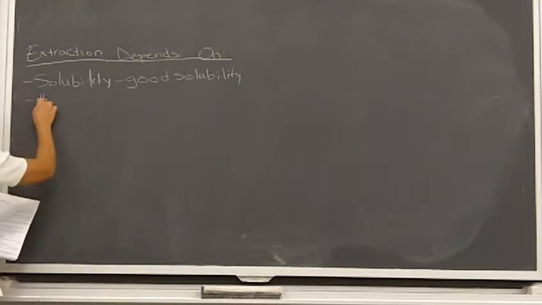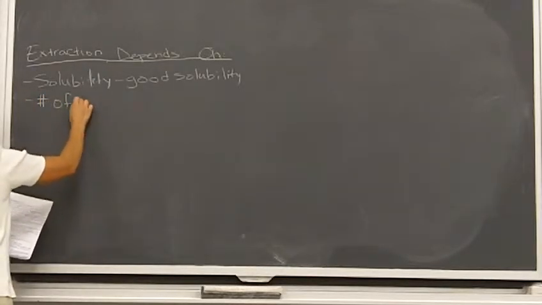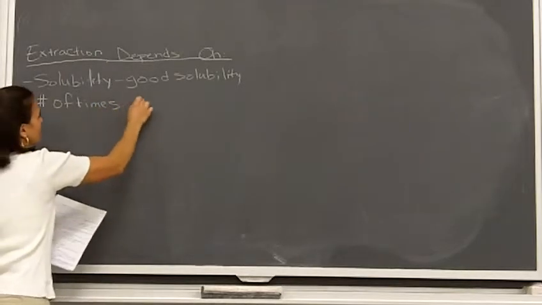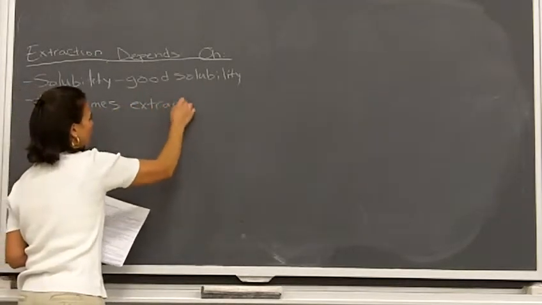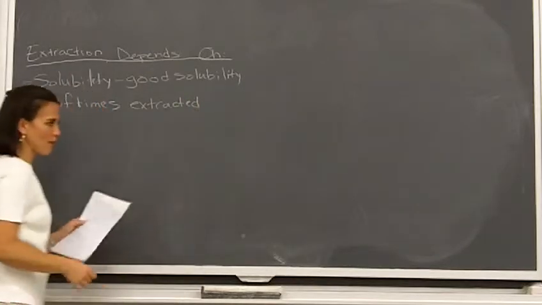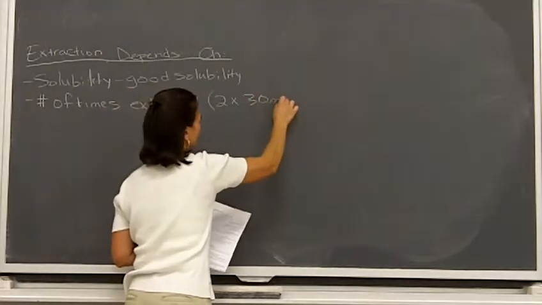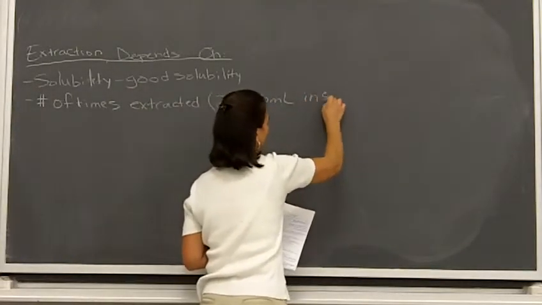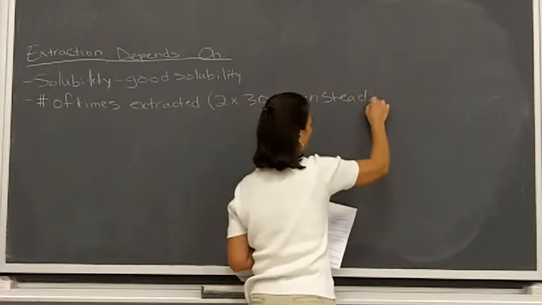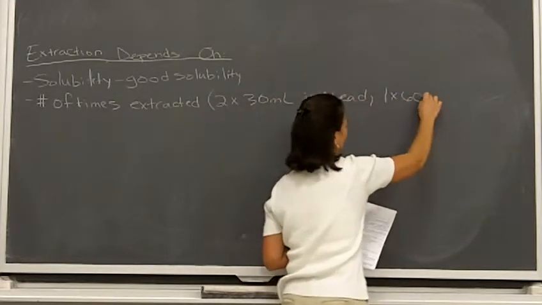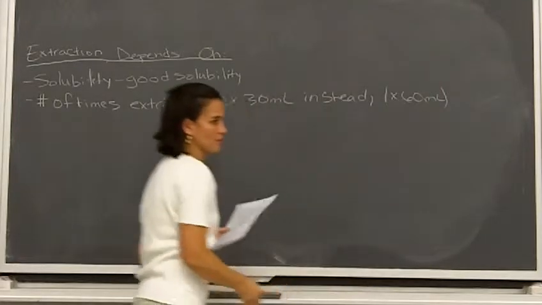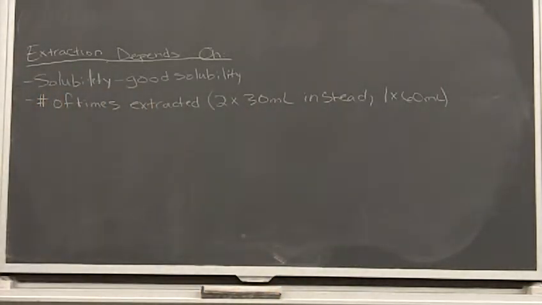The number of times you extract is also important. That's why more extractions is better than less. That's why we're doing 2 times 30 milliliter extractions instead of one big 60 milliliter extraction. You'll get more out doing it multiple times than just doing it once with one large extraction. And it's not just based on solubility, it's also that the more times you do it, the more you are able to get out of it.